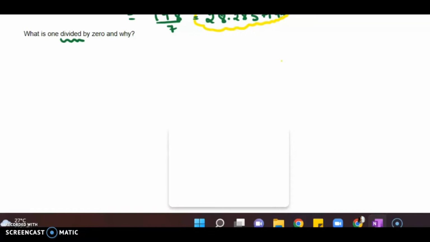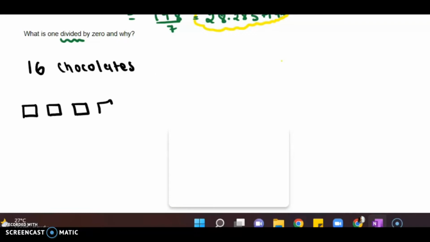Suppose you have 16 chocolates and you have four people. You have to distribute these 16 chocolates among these four people. Let us assume this is one kid, this is another kid, this is the third kid, and this is the fourth kid. Now the question is, how can you distribute these 16 chocolates among these four kids?